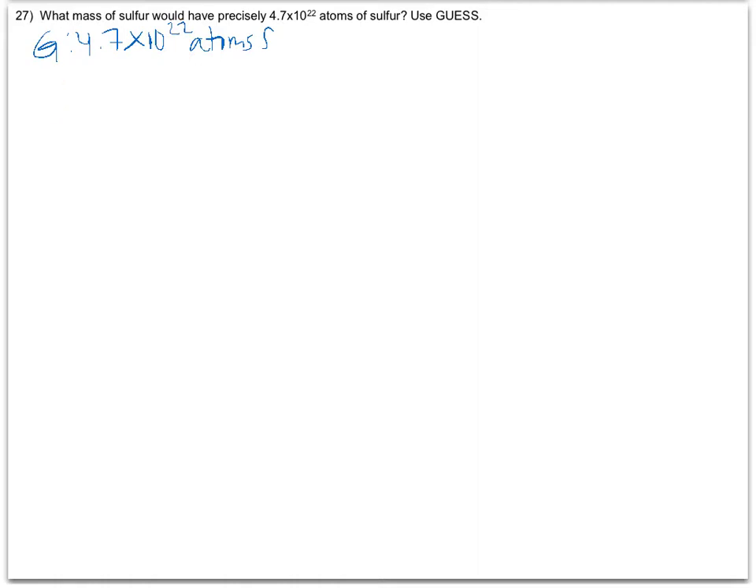Sorry, I'm going to move this down a little bit. We know that we're trying to get to grams because it says mass of sulfur. Well, in order to get from atoms into mass, we have to do two conversions. In order to get from atoms, we have to go to moles first. So it's always 1 mole of our substance, in this case sulfur, is equal to 6.02 times 10 to the 23rd atoms of sulfur. Use Avogadro's number.